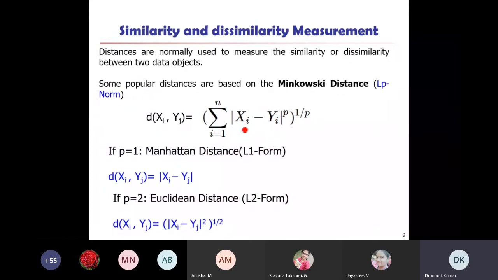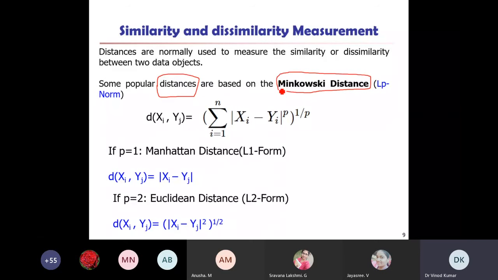Next, similarity and dissimilarity measurements. Distances are normally used to measure the similarity or dissimilarity between two objects. So we have the dissimilarity measurement, and some popular distance formulas. Generally we take the difference to make the similarity and dissimilarity predictions. This is the Minkowski distance formula.